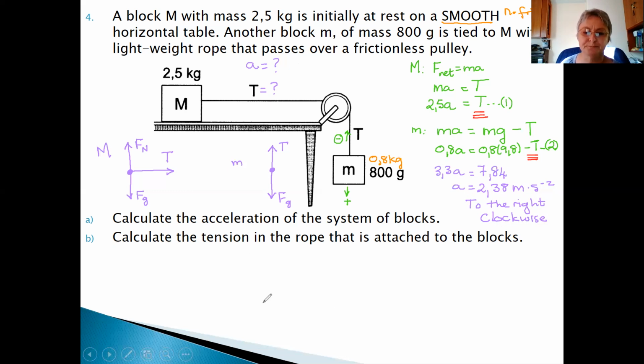The second question is calculate the tension in the rope that is attached to the blocks. I'm going to use my first equation, that is the 2.5 times the A, which is 2.38, and that would give me the tension. Tension is 2.38 times 2.5. That is 5.95 newtons.